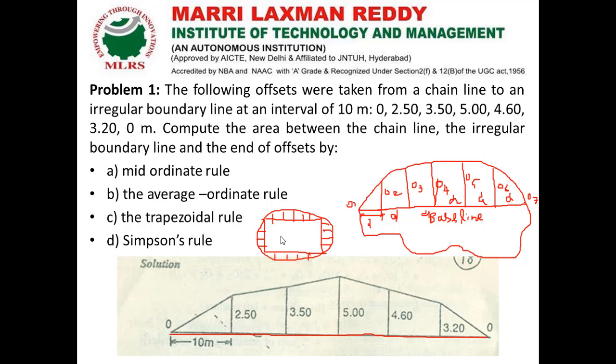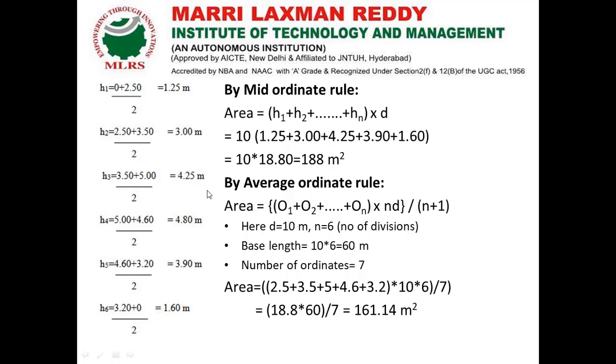Now we should move on to the problem. So the first offset is 0, the second offset is 2.5, the third offset is 3.5, the fourth offset is 5 and the fifth offset is 4.60, then the sixth offset is 3.20, then the seventh offset is 0. Now the count is an odd number, so we can go for the problem. Now the formula by using mid ordinate rule.